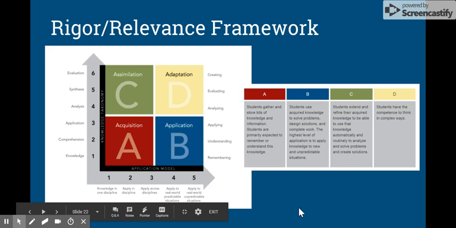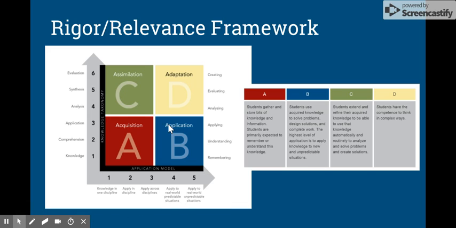Finally, we'll be looking at the rigor relevance framework. This talks about rigor as far as Bloom's taxonomy and the level of thinking. And then eventually we'll include this to the relevance piece and how students can move throughout these 4 quadrants in their thinking and in their learning.